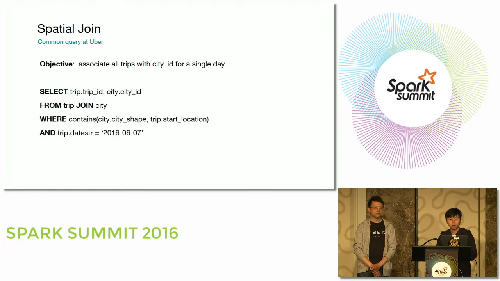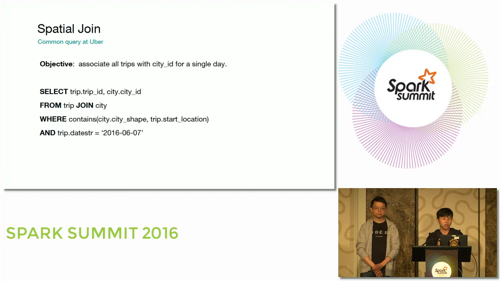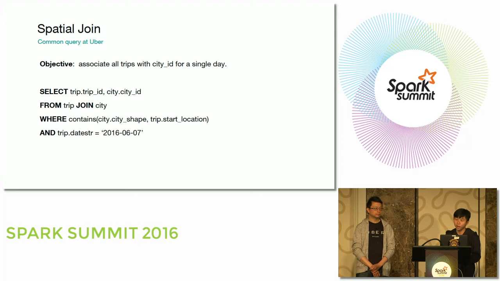Other than the UDF, there is another common use case at Uber, which is Spatial Join. Spatial Join means that you want to join 2 tables based on geospatial relations. For example, if I want to associate all trips with their city IDs within a single day, then I will write a simple query like this. I select trip ID from trip table and the city ID from city table, and then join them based on the contains UDF, which I mentioned in the previous slide. The contains UDF means if you find a city shape contains the trip location, then we'll give the city ID to the trip. It looks very simple, right?